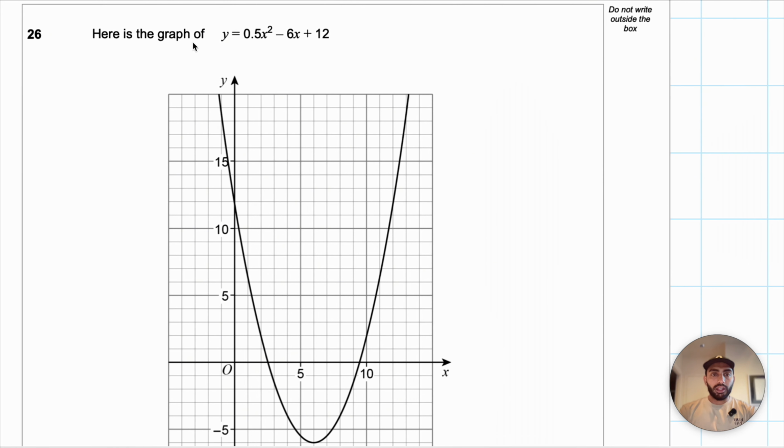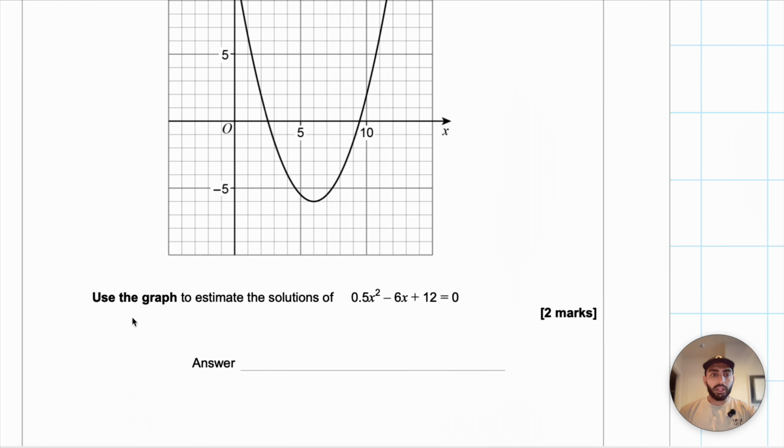Question 26. Here is a graph of y equals 0.5x squared minus 6x plus 12. Use a graph to estimate the solutions of that equation. All we need to do here is find our points of intersection. These are our solutions. So x is going to equal, it's somewhere between 0 and 5. It's going up in 1, so that'd be 1, 2, that'd be at 2.5. Or it could be at, that's 10, that'd be 9, so that'd be 9.5.